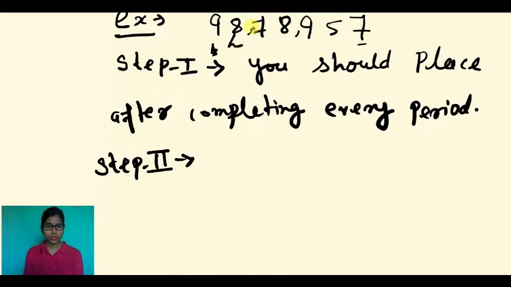This is the thousands period. And what is this? 78. So 78 what? Thousand. Now 957. This is the way to read the number. Again, repeat with me: 98 lakh, 78 thousand, 957. This is the right way to read large numbers. Okay. And how will you write?